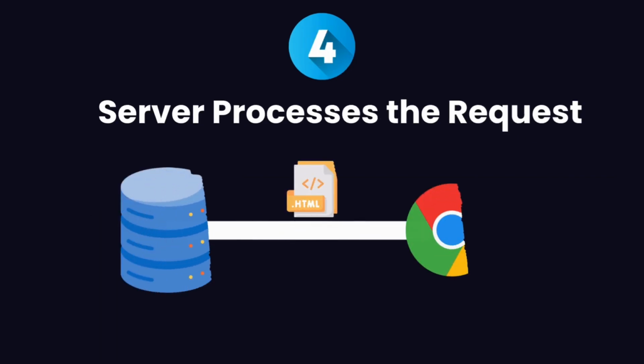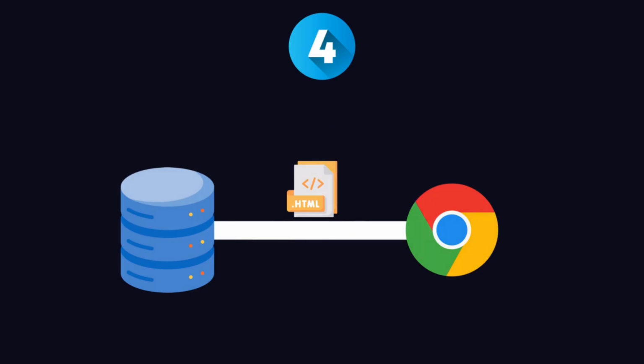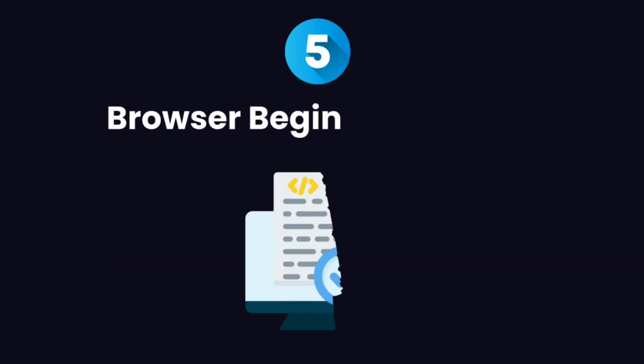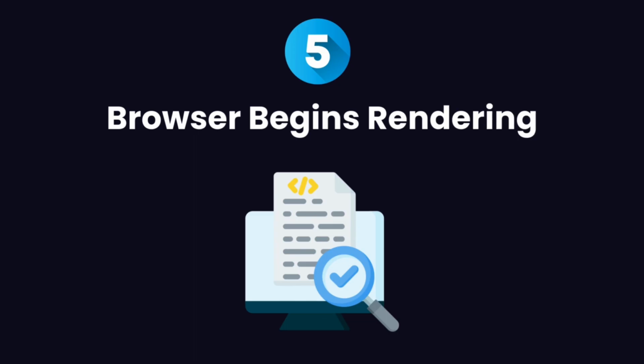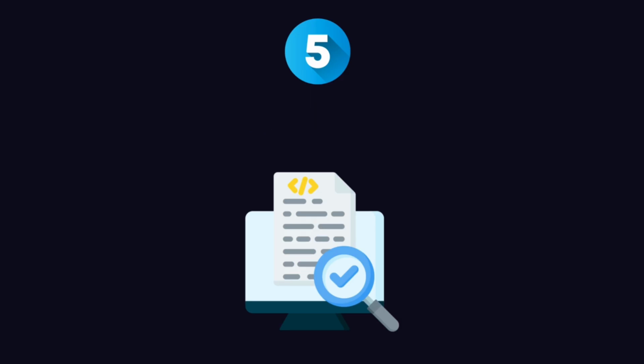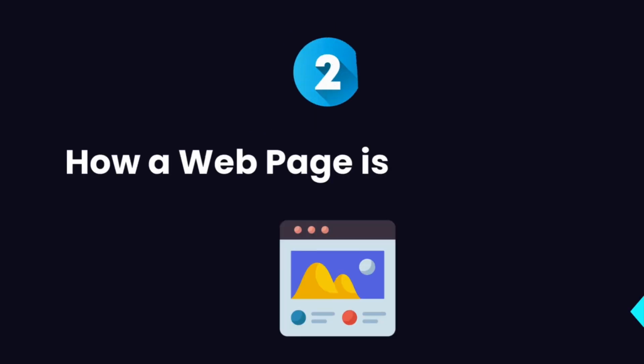Google's web server processes the request and sends back an HTML document with links to CSS, JavaScript, and media files. The browser parses the HTML, finds external resources: CSS, JavaScript, images, and begins rendering the page. How a web page is rendered in the browser.